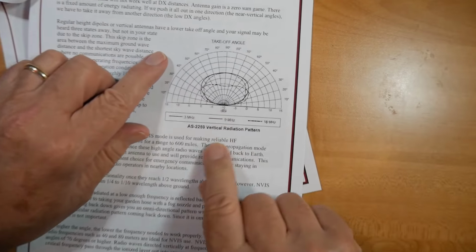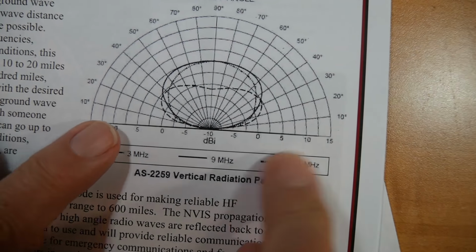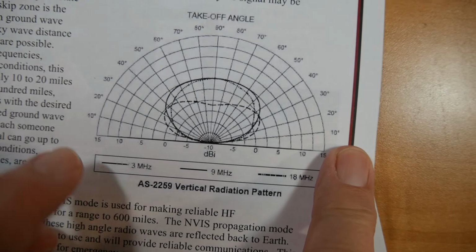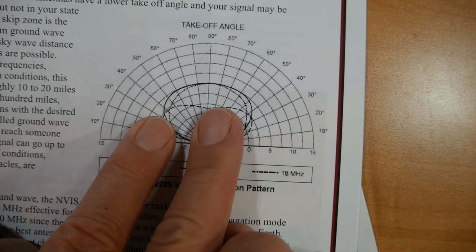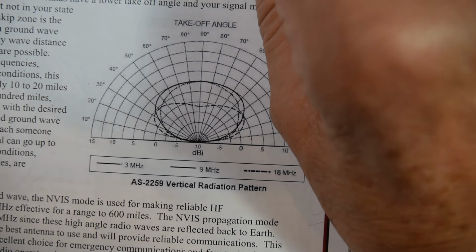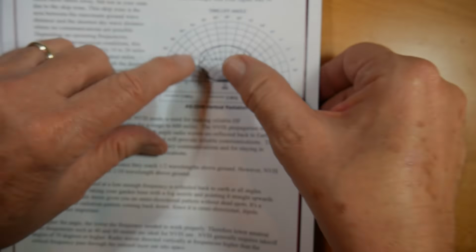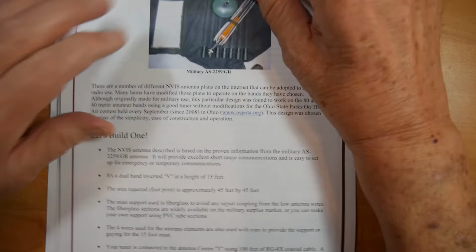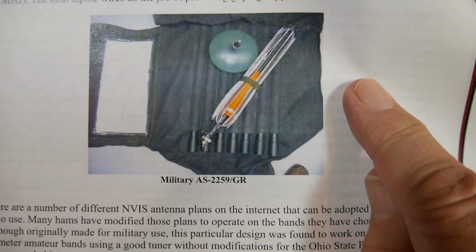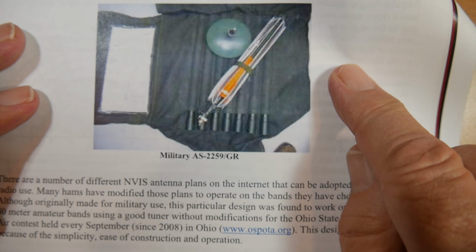Here is a typical vertical radiation pattern that you would kind of like for NVIS. The 75 meter band or the 40 meter band, and you see you get the most pointing straight up. If you go up to higher frequencies, it starts to just act like a normal antenna. So this is the antenna that the Army makes. It's the AS2259/GR. And they say, well, we can build one of those.